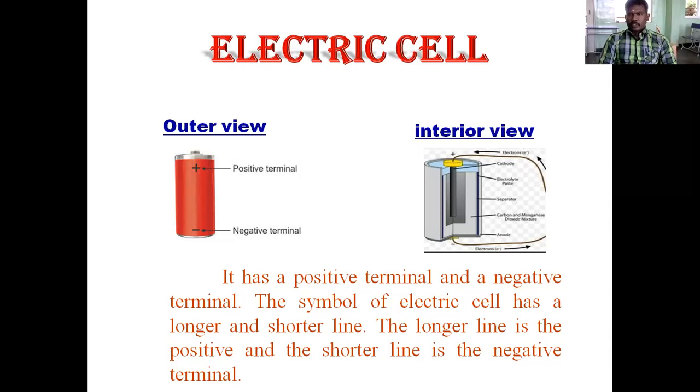Okay, so see the interior view. The cell has several parts: anode, cathode, and inside it is filled with the electrolyte. Those things you are going to study in your higher classes. In this standard, you just need to know which one is the positive terminal, which one is the negative terminal, and how to mention it in a particular electrical circuit: one shorter line and one longer line. It is a simple representation for an electrical cell.